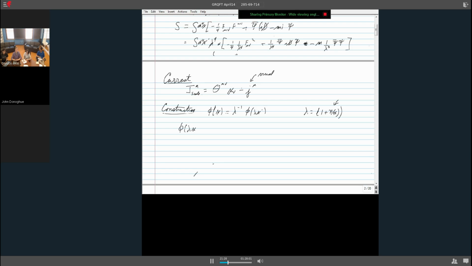Remember, when you do Noether's current, you let the parameter depend on position. So I'll let lambda equals 1 plus, let's call it eta of x. And I'm going to look at the variation with respect to d mu eta. Okay. So if I do this, I have phi of lambda x is phi of x plus eta of x d mu phi of x.